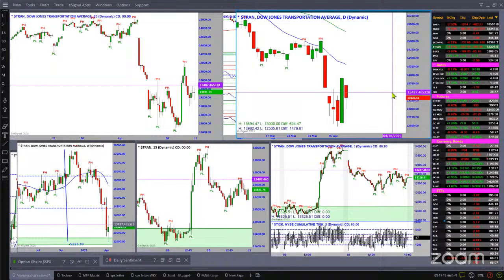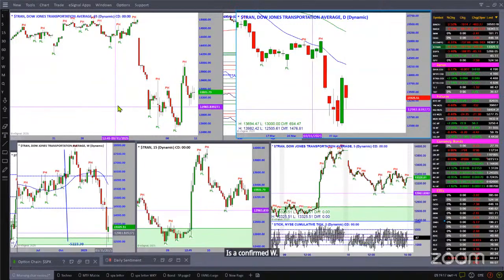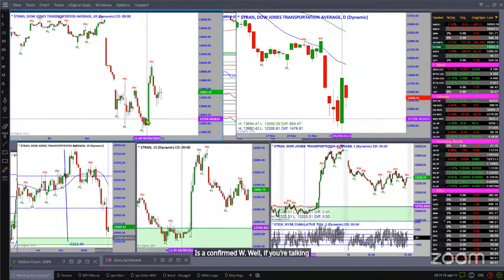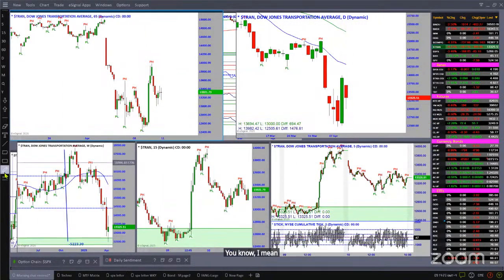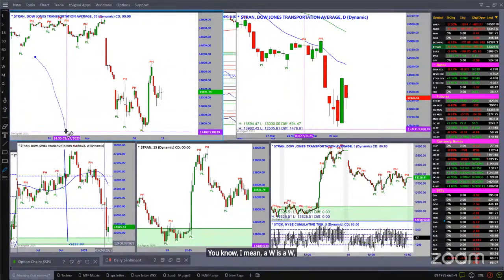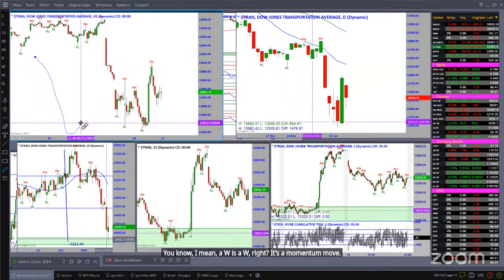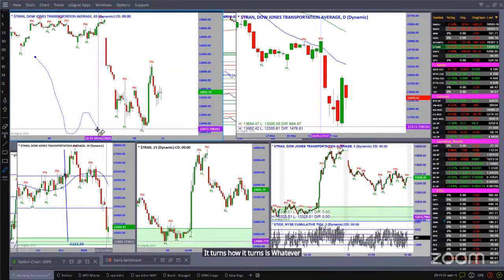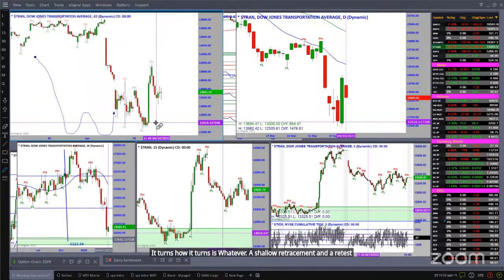Is it a confirmed W? Well, if you're talking about the transports, a W is a W, right? It's a momentum move. It turns. How it turns is whatever. A shallow retracement and a retest. It's a W. Looks just like a W.